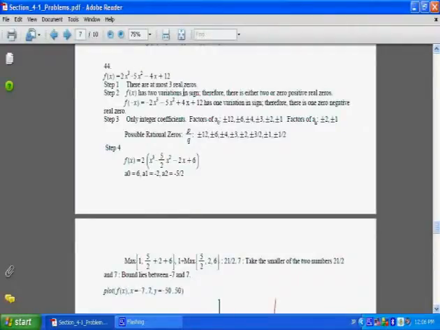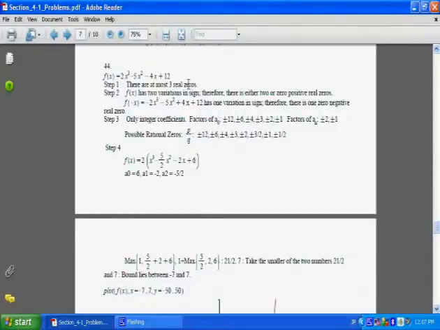In this one, the highest order term is going to be 3, so there are going to be at most 3 real zeros. As far as the variations in sign, it goes from positive to negative here, and then negative to positive there. So there are 2 variations in the sign of f of x. Therefore, it's either going to have 2 or 0 positive real zeros.